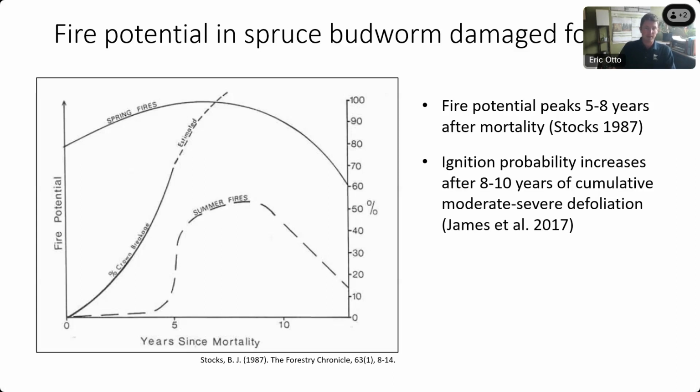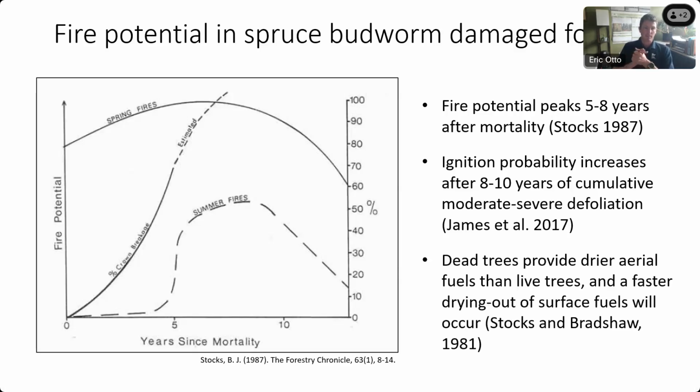As I mentioned, there's been a lot of different studies. Another one saw that ignition probability increases after about 8 to 10 years of cumulative moderate to severe defoliation. So again, that lines up with that 5 to 8 years after mortality. And this peak is mostly because these dead trees are providing drier aerial fuels than live trees. You're also going to have a faster drying out of surface fuels, just because the stands are going to be more open and more exposed to the sun and the wind, drying out those fuels.